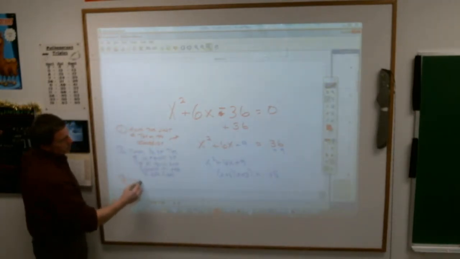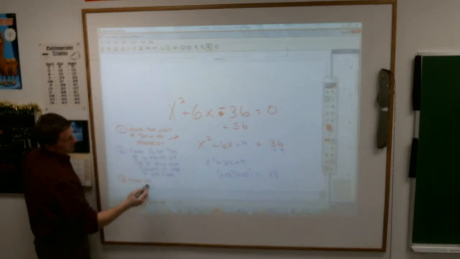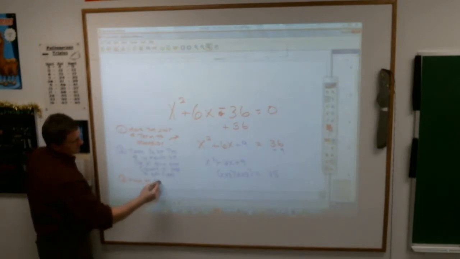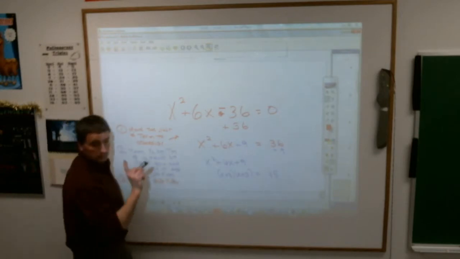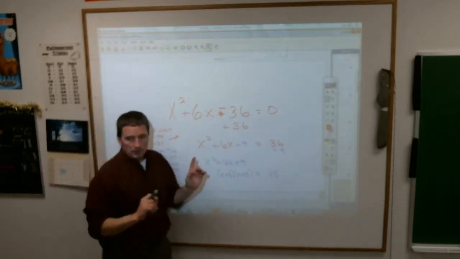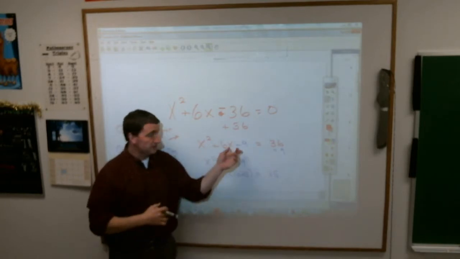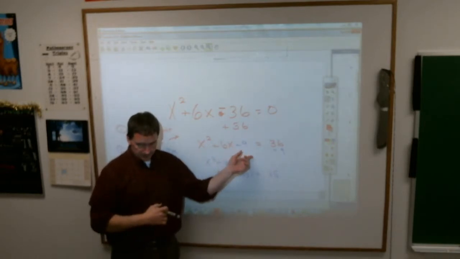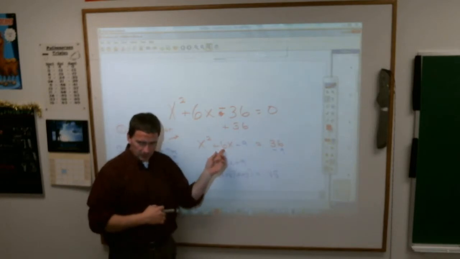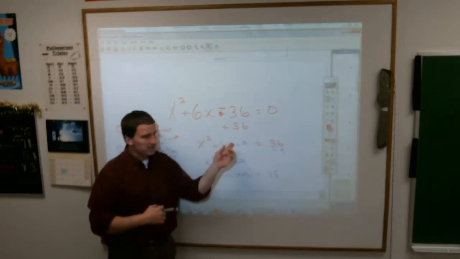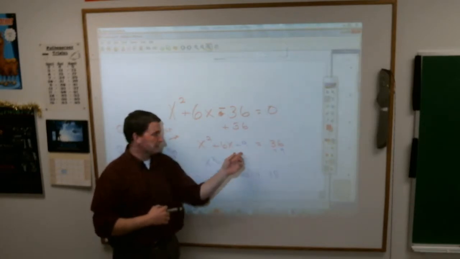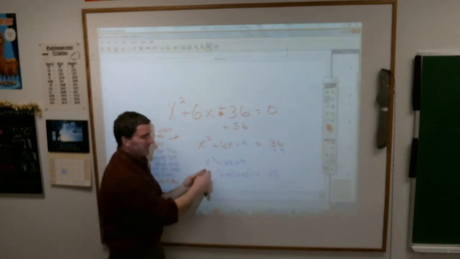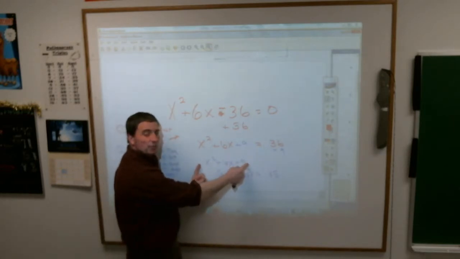Where did you get 45? 36 plus 9. Why did you add 9? Because you have nothing to add. Where does the 9 come from? Is that what you're asking? Yeah. Half of this is 3, squared. 3 times 3 is 9. So you just gotta add that. Then I just add it to both sides. It doesn't combine with any of these. And that's what makes your perfect square trinomial.